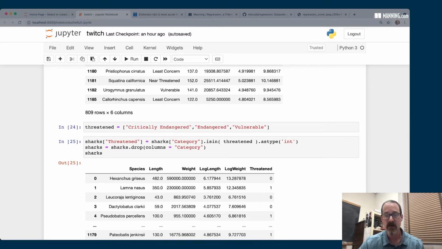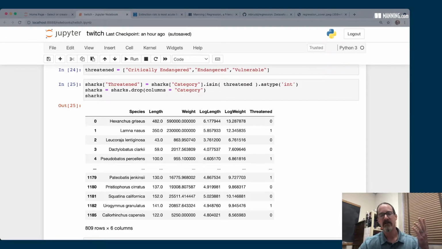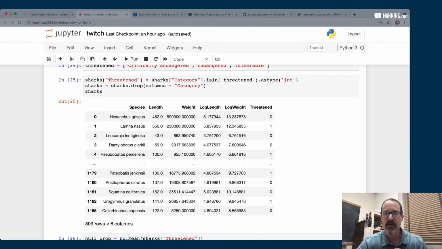So we're going to make this threatened column of zeros and ones. 0 means not threatened. 1 means threatened, that is, in one of those three categories. All right, so now we're set up for logistic regression. Logistic regression is a way of predicting the probability of an outcome based on some predictor. So we're going to have a simple logistic model with one predictor, the log of the weight rather, and then this threatened category.